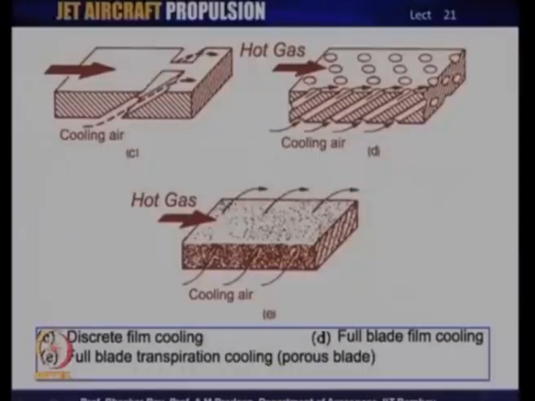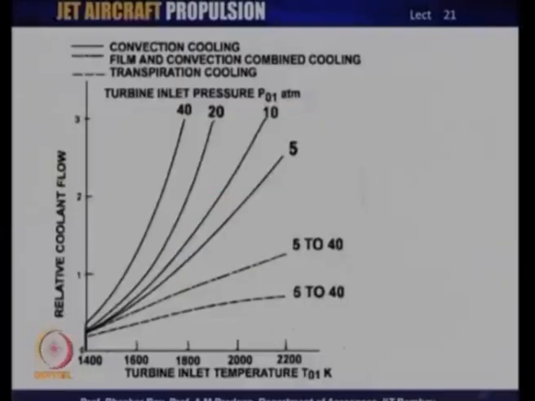The final method is the transpiration cooling, which is a futuristic one, not yet deployed with any turbine so far. The entire blade would be made of porous material. That means, instead of having discrete holes like this, the entire blade would be porous and cooling air would come out of it and create a gentle film all over it, providing a cooling layer to the blade surface. This is what the turbine blade cooling does.